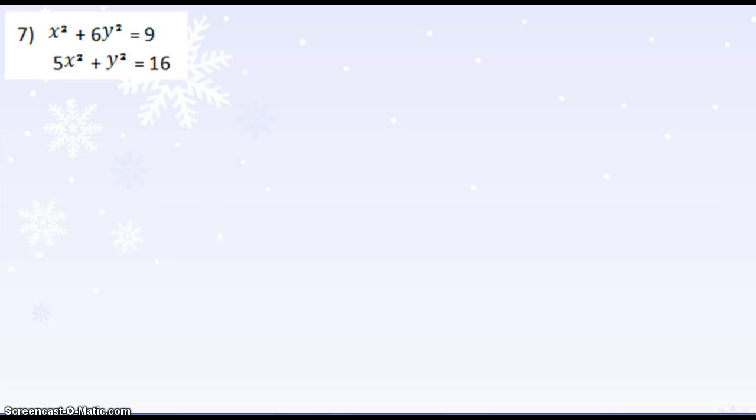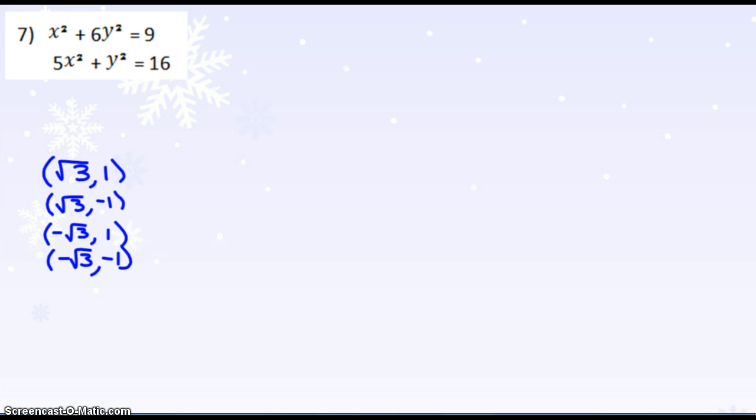And then one more you try, okay? You're going to pause the video, and you're going to find out you have the points radical 3, 1, radical 3, -1, negative radical 3, 1, and negative radical 3, -1.